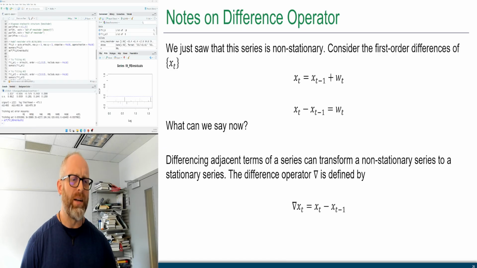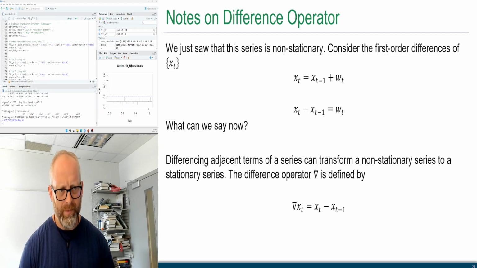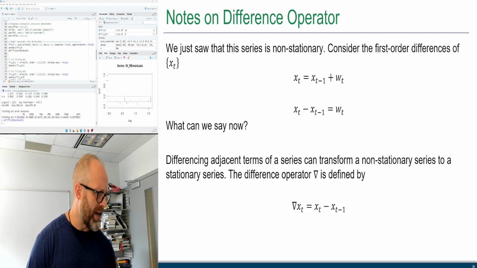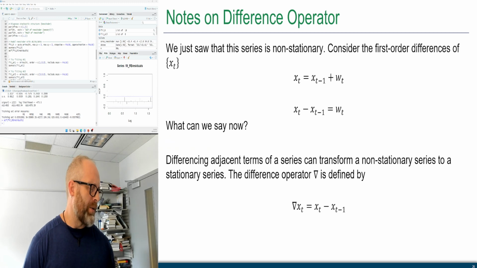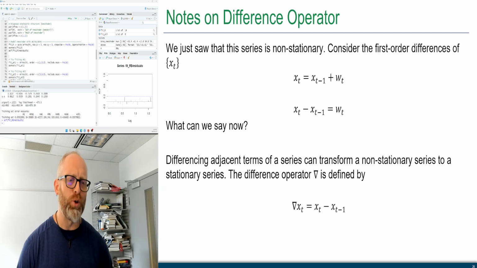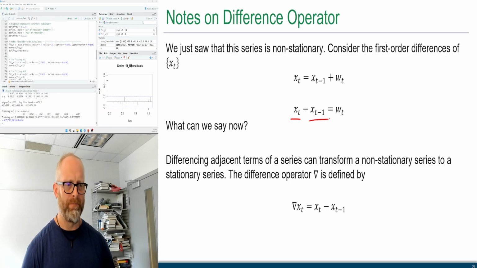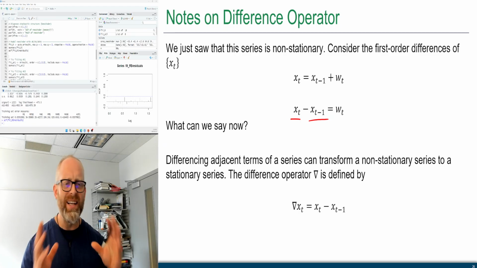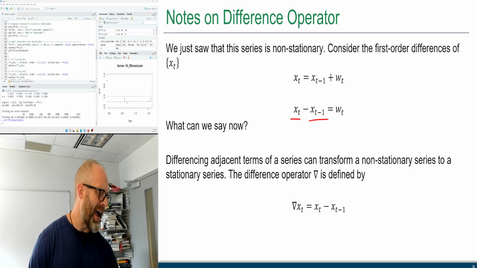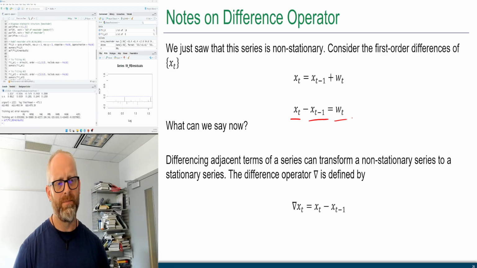So let's consider a first order difference. And by first order difference, all I'm simply saying is, let's look at what happens when I just subtract a time series at t minus t minus 1. So if I look at 2 consecutive times and I subtract that, what do I have left? I have left just white noise.